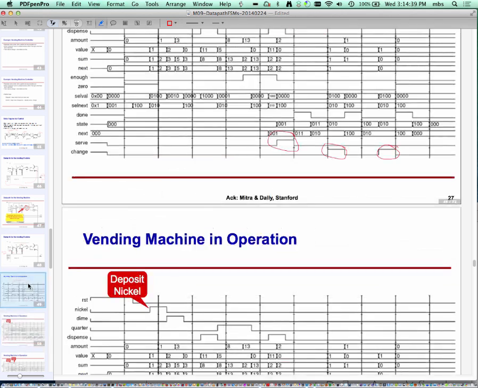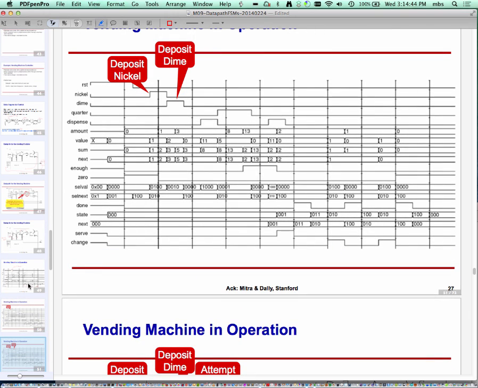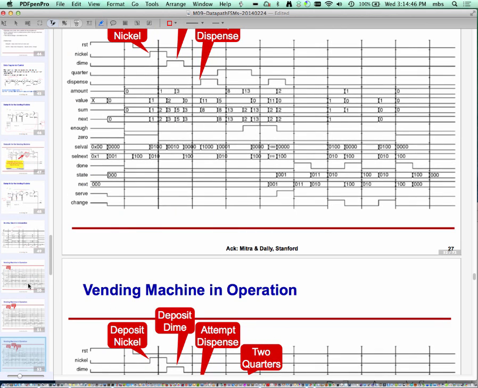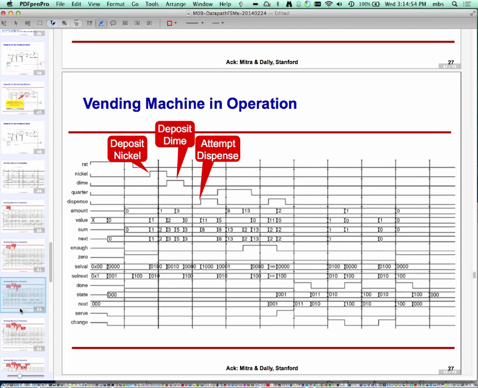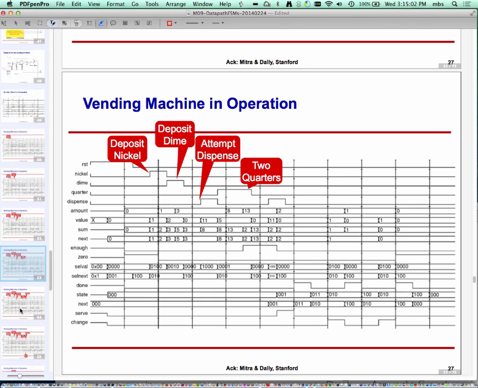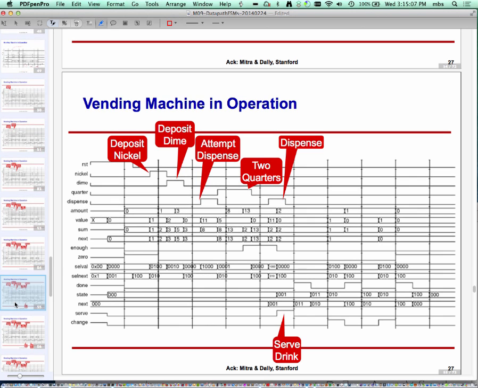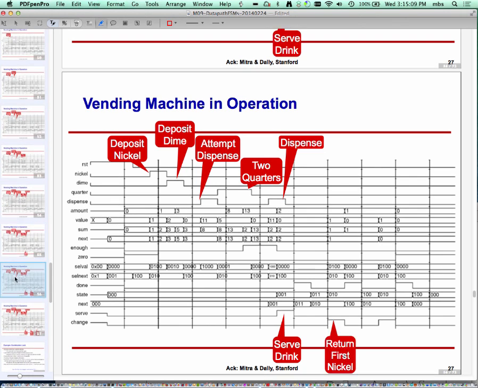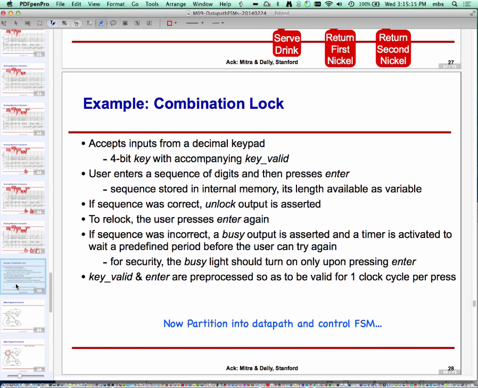So going to the timing diagram, the nickel deposit is happening there. The dime deposit. So nickel deposit, dime deposit, an attempt made at dispense, but it fails because there is not enough money there. Two quarters are deposited. Then another attempt made at dispense. This one succeeds, so the drink is served. The first nickel is returned. The second nickel is returned, and we are back to square one.